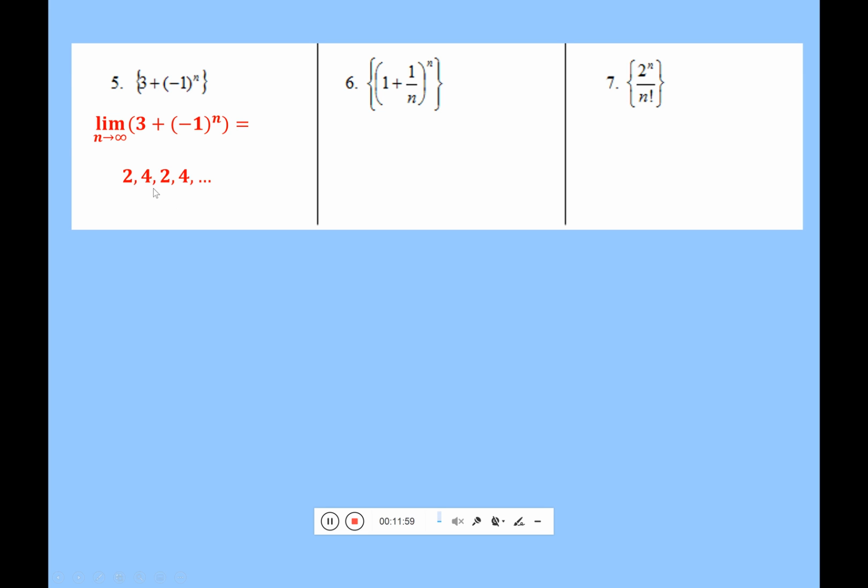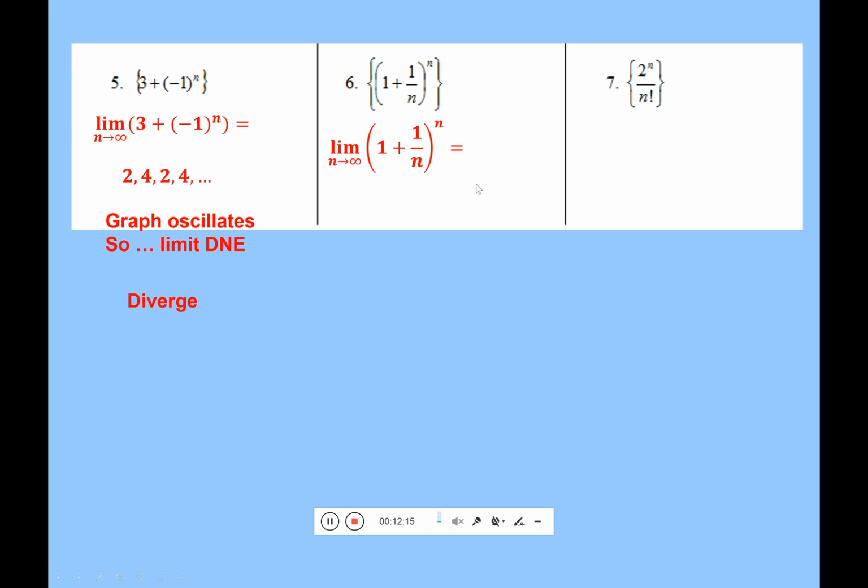We don't say that it's leveling off at 3. Actually, it's oscillating, right? It's going from 2, 4, 2, 4, 2, 4. It's jumping back and forth. And if it oscillates, then the limit doesn't exist. So this would be one where we would say that the sequence diverges.